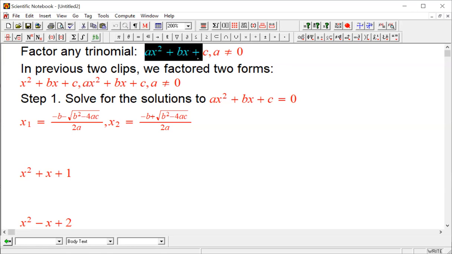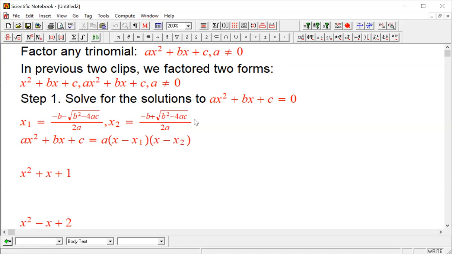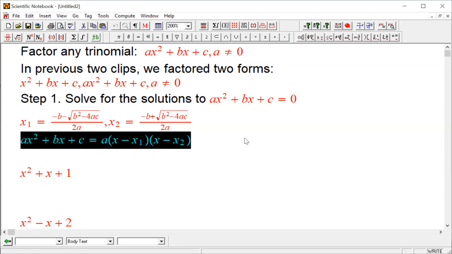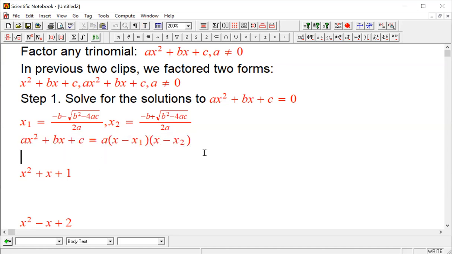And then the factors would be equal to a times x minus x sub 1, multiplied by x minus x sub 2. And you found your factors. This will guarantee you always have factors. Well, sometimes, of course, your factors are real numbers, and sometimes your factors may be complex numbers.